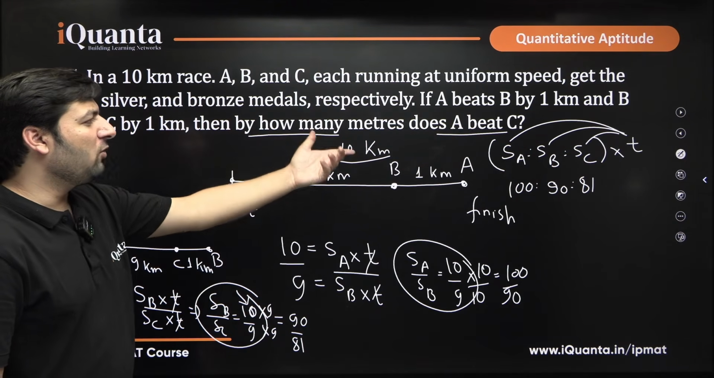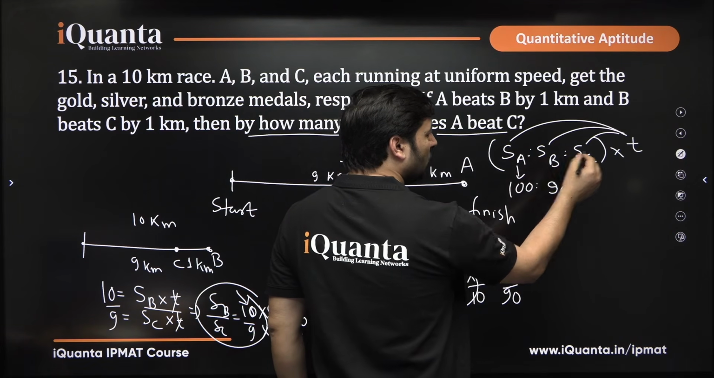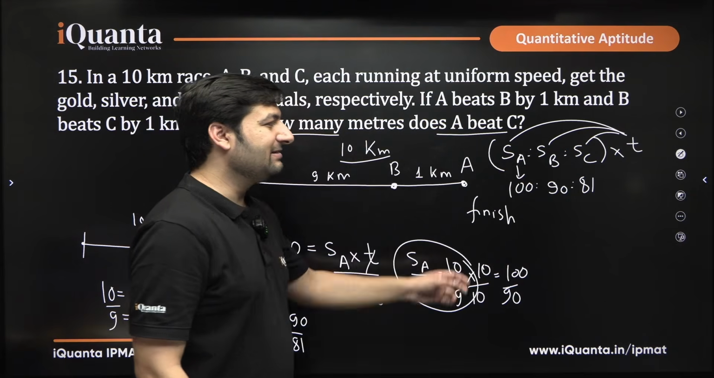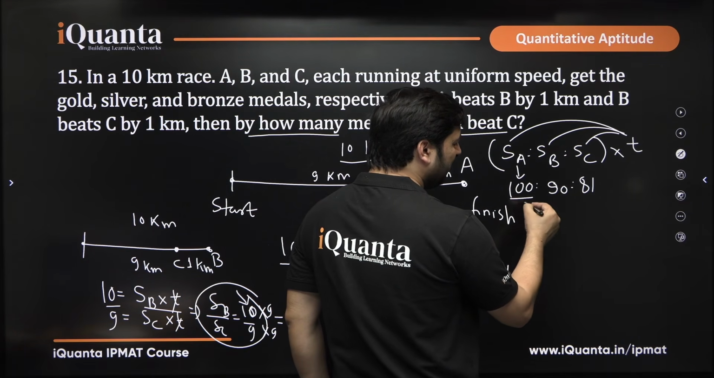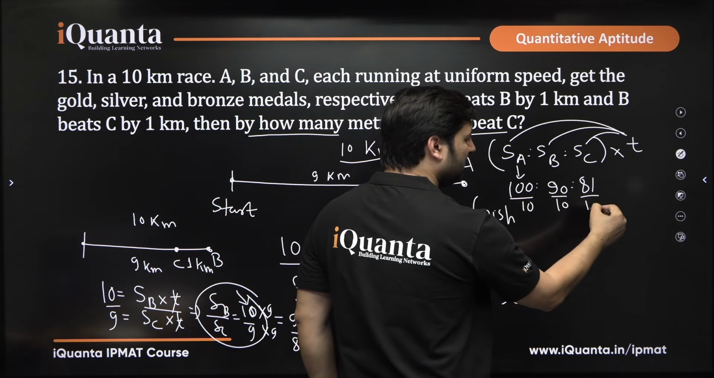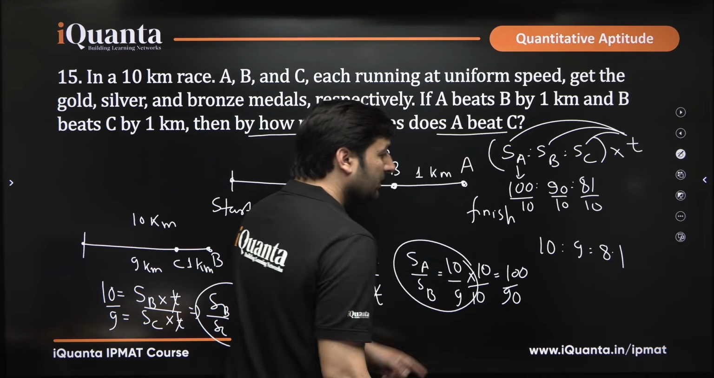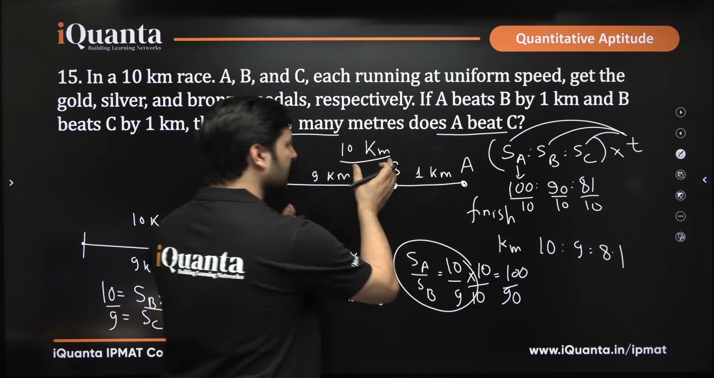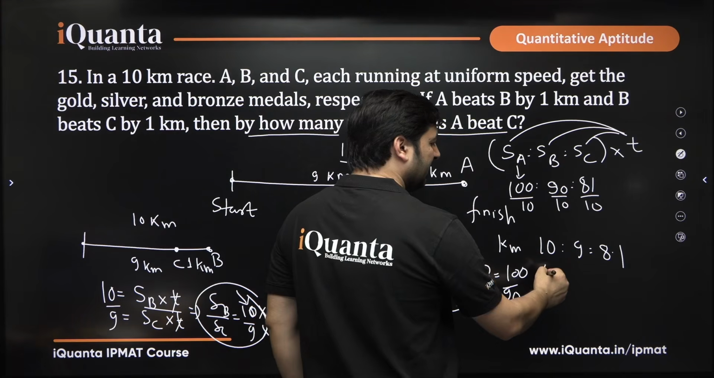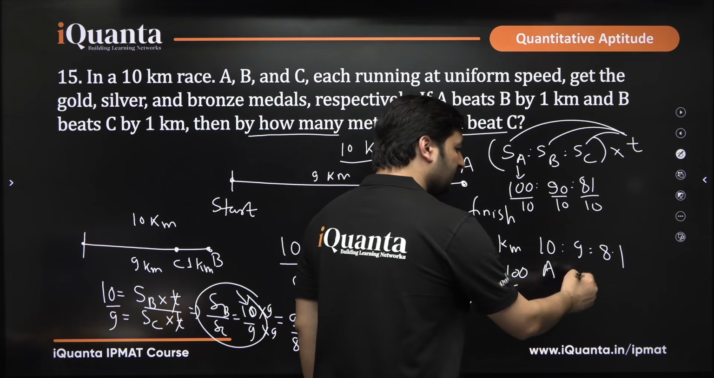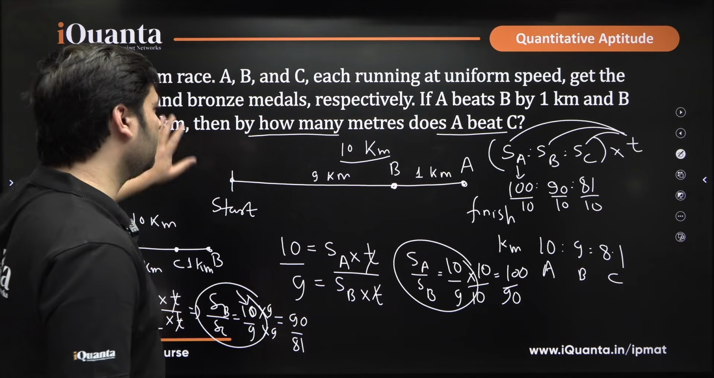We need to find out by how many meters A beats C. We are clearly able to see that if you have to make SA into T as 10, because the race is of 10 kilometers, you can divide all ratios by 10, and you will get 10 ratio 9 ratio 8.1. This is in kilometers because the race I assumed is of 10 kilometers. Assume that it was given in the question. So A is here, A has run 10 kilometers, he has finished the race, B is 1 kilometer short and C is here. And yes, it satisfies all the clues given.